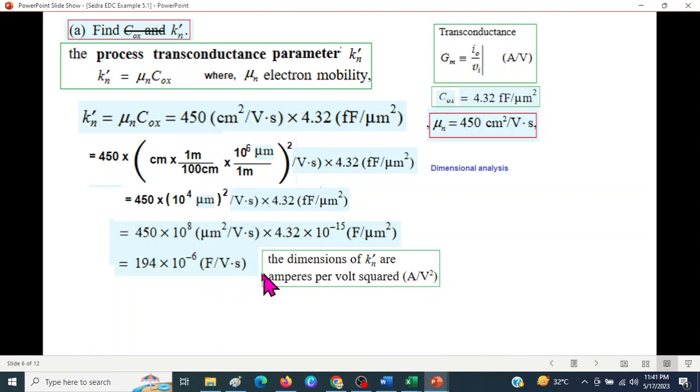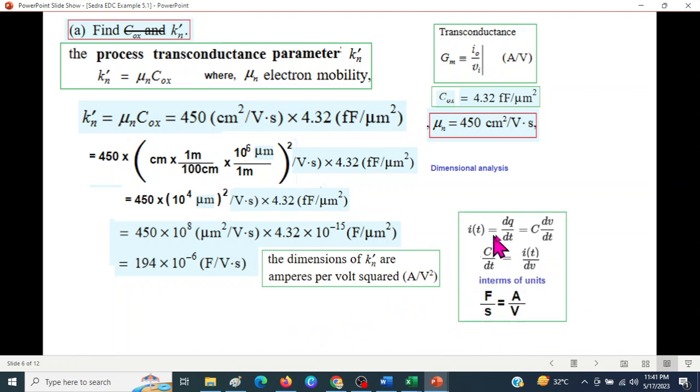Now this is not A over V square, so we have to convert this to get A over V square, and we'll use the technique of the relation between current. The capacitor current I is dq over dt is equal to C dV over dt. So from here we can write that C over dt is I over dV. And if we now note down the units, capacitance is farad, time second, current is ampere, and voltage is volt. That means V over S can be replaced by ampere over voltage.